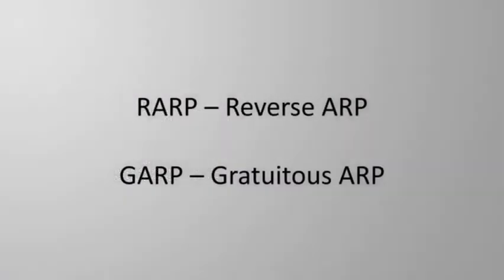In addition to regular ARP, there is also RARP and GARP. RARP is reverse ARP, and it does exactly what it sounds like. If a device knows a MAC address and wants to find an IP, it will send a RARP request, and the MAC owner will send a RARP reply.